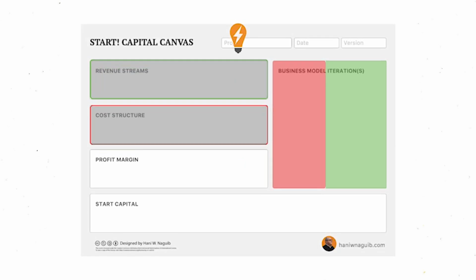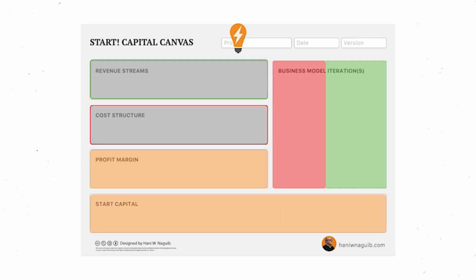On the Start Capital Canvas, you record the revenue streams and costs and use them to understand the potential profit margin and the potential capital you will need to start the business model.